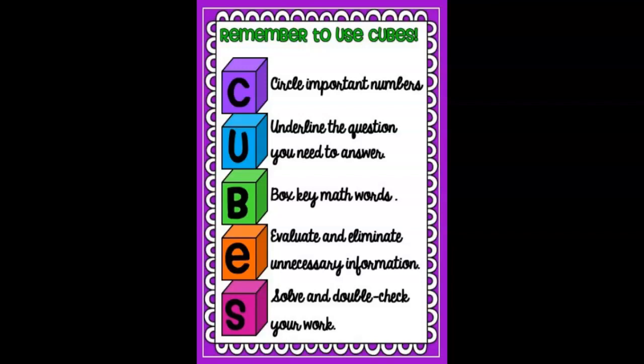Box any key math words, and I'm going to show you what those key math words are so you have a better idea of what we're looking for when we're deciding if we want to add or subtract. We want to also eliminate. So on that E, we are going to eliminate unnecessary information, things that we just don't need, things that don't matter. And then the last is solve. We're going to solve our problem and check our work and make sure the answer is reasonable.